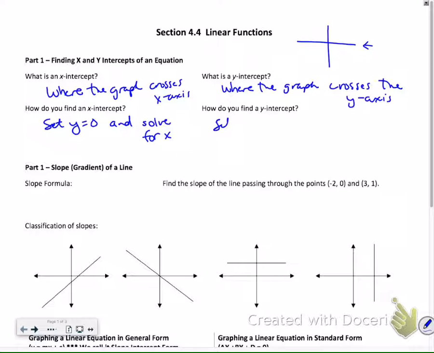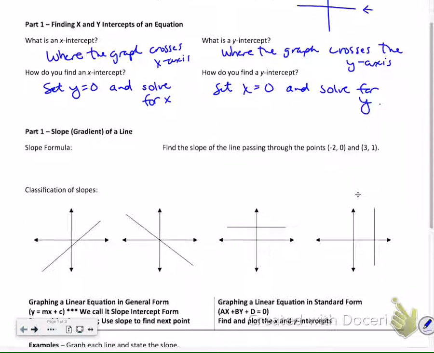And exactly the opposite for the y-intercept. So when is it going to cross the y-axis? It's going to be when your x is equal to 0. Now, next we have the slope or the gradient of a line. So your slope formula is in your formula booklet. And again, it may call it the gradient. Slope and gradient are the same thing.